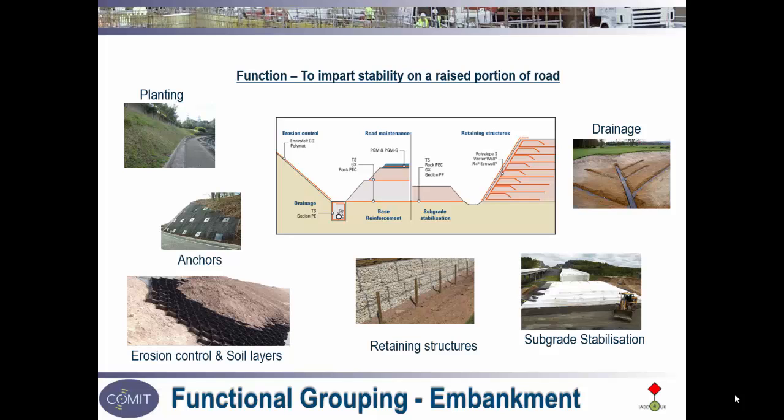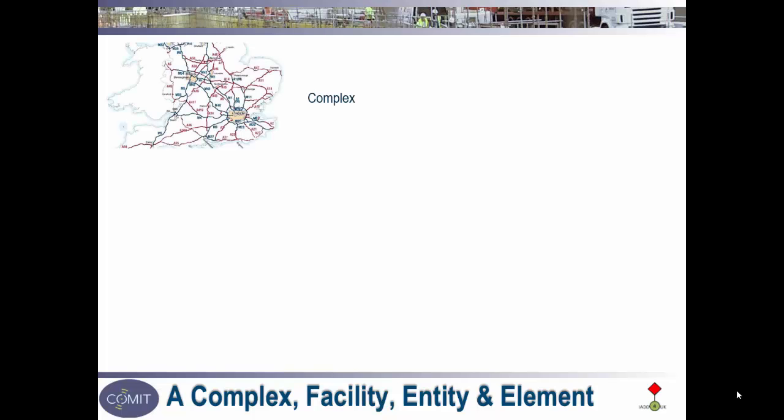That functional group is made up of lots of smaller functions, such as this embankment, which is made up of all the individual elements. To help us put a structure to our infrastructure assets, we need to look at them in this way. At the top of the tree is a complex, a network, if you will, of all our assets.